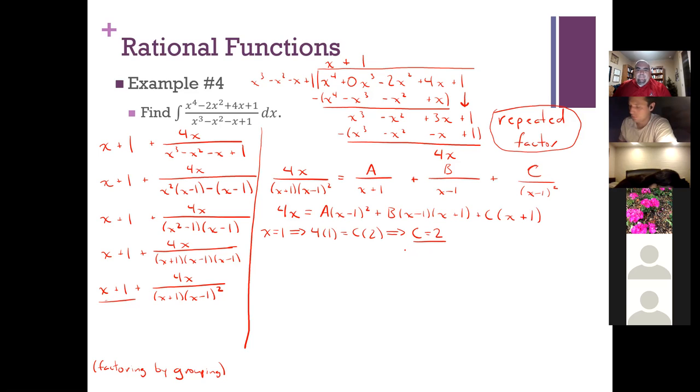All right, can we do that again? If we do x equals negative 1, then we get 4 times negative 1 equals A times negative 1 minus 1 squared. The B term will vanish. The C term will vanish. So that means we get negative 4 equals 4A. So we get A equals negative 1.